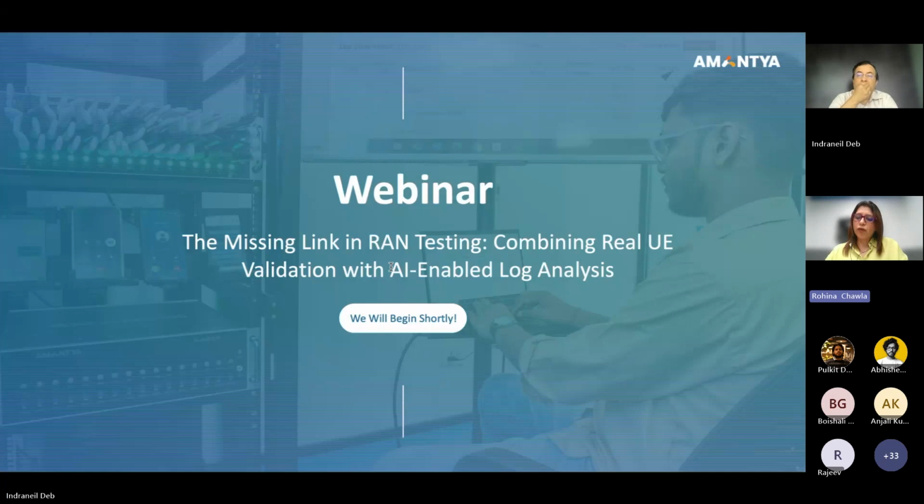In today's session, we will focus on a topic that's becoming increasingly critical in modern telecom operations, RAN testing. As 5G networks scale and diversify with Open RAN, virtualization, and non-terrestrial networks, the limitations of simulator-only testing are becoming more apparent. Today's discussion will explore why real-world validation using actual user equipment combined with AI-powered analysis is essential to building resilient, reliable, and field-ready RAN infrastructure.